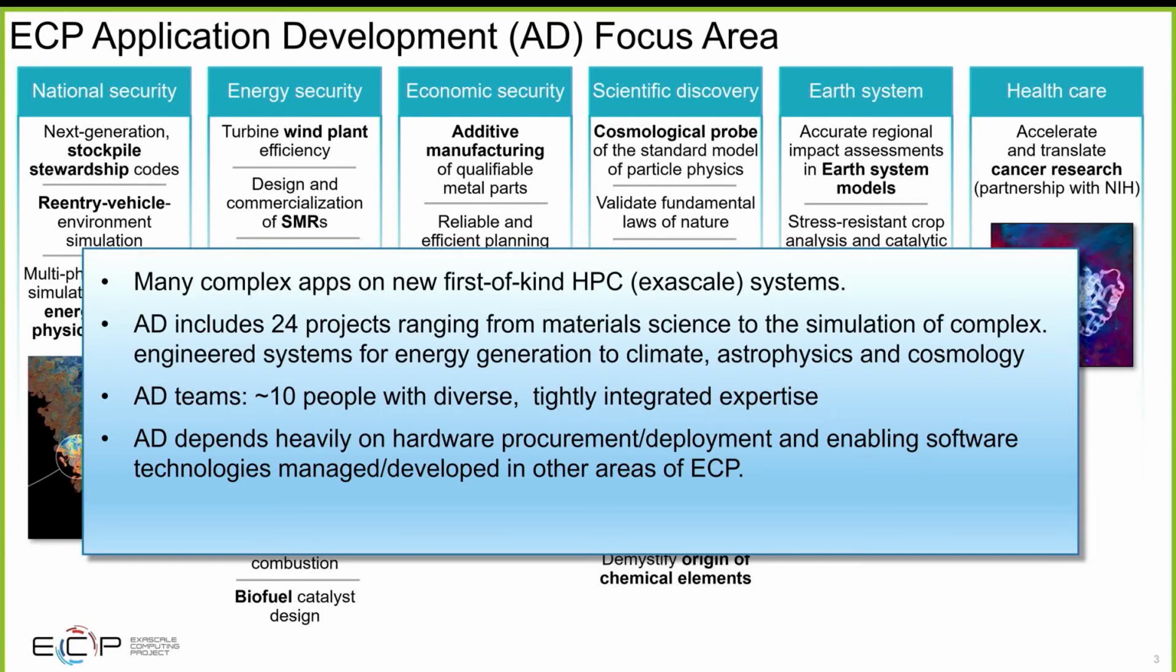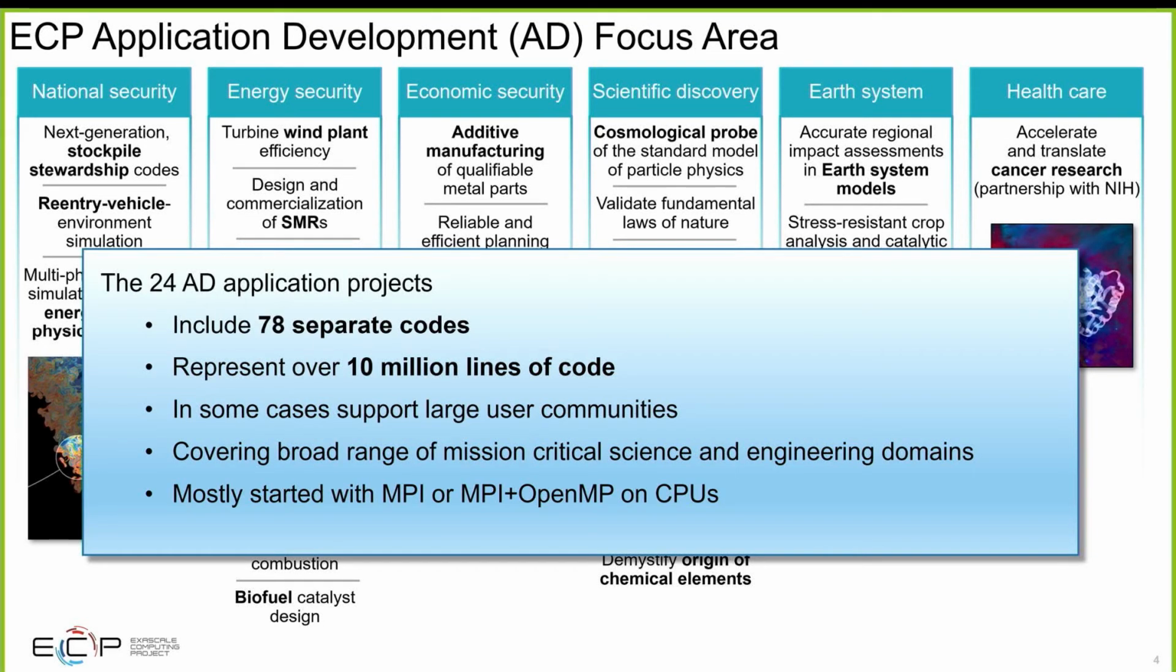to be both representative of the science as well as the algorithmic motifs that we wanted to run efficiently on the machine. We started with 24 application projects. That was 78 different codes, so obviously multiple codes per application project. Maybe there were 10 million lines of code. It's hard to count that, I know, but it just gives you a sense of scale.